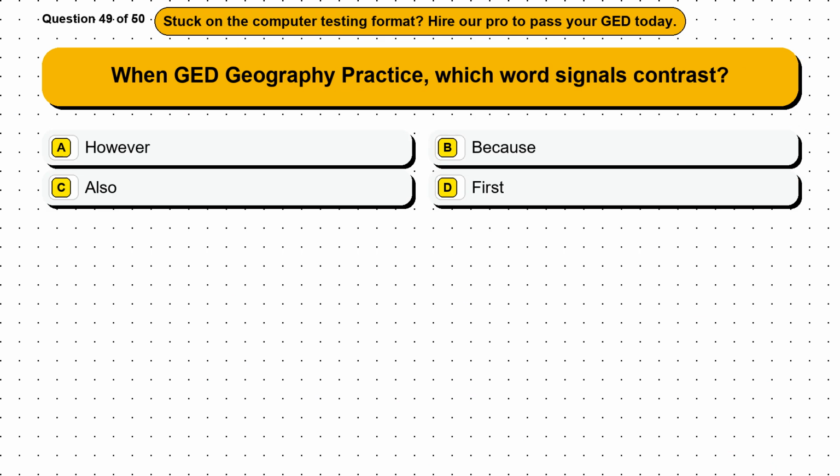Question 49. When GED Geography Practice, which word signals contrast? Option A. However. Option B. Because. Option C. Also. Option D. First.